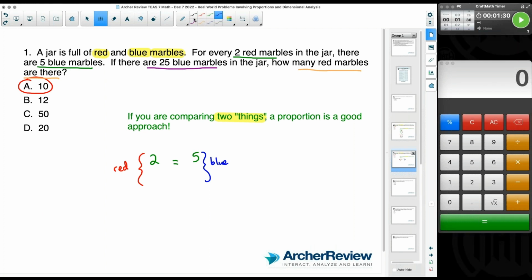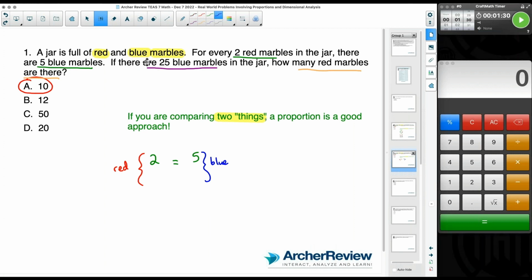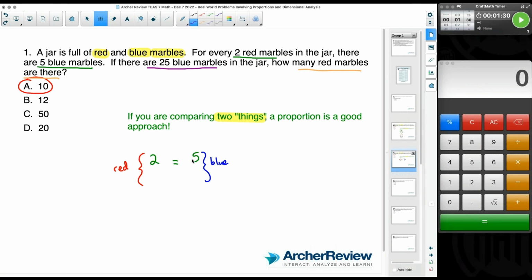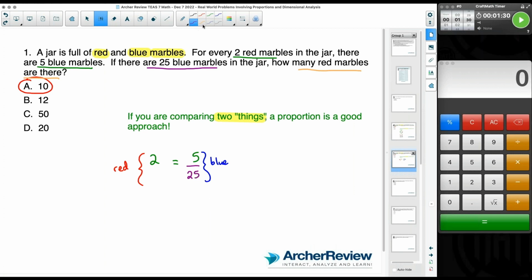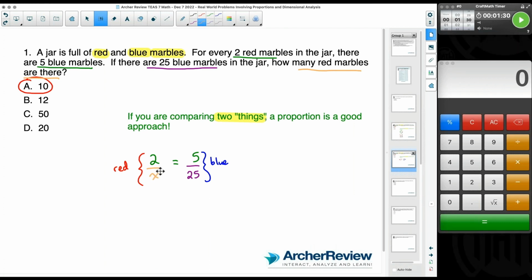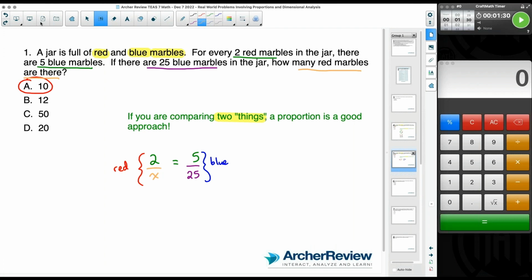So if we read this question now, where are we going to put this 25? If there are 25 blue marbles, since that 25 is blue, I want to put that on the blue side. And the question says, how many red marbles? I'm going to put that on my red side. Y'all, look at the cross multiplying.